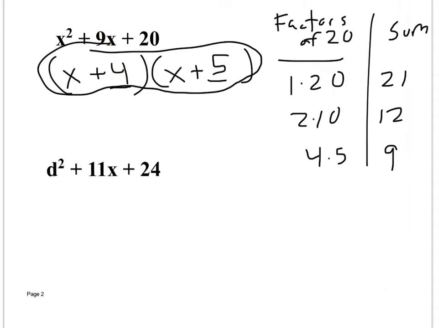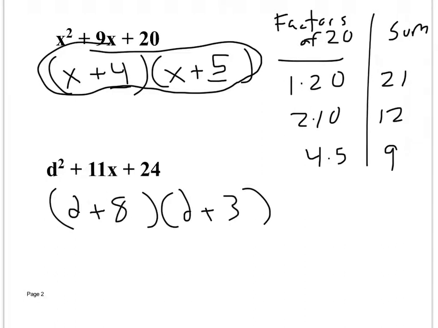That's all you do. So let's do d squared plus 11d plus 24. So it's d plus something and then d plus something else. We need to figure out what multiplies to give us 24 and adds to give us 11. So let's think of the factors of 24. 1 and 24. Does that add to give me 11? No. 2 and 12. Does that add to give me 11? No. What about 8 and 3? Yes. Does it matter if 8 goes first or 3 goes first? It does not. You could do d plus 3 times d plus 8, or you could do, like I did, d plus 8 times d plus 3.